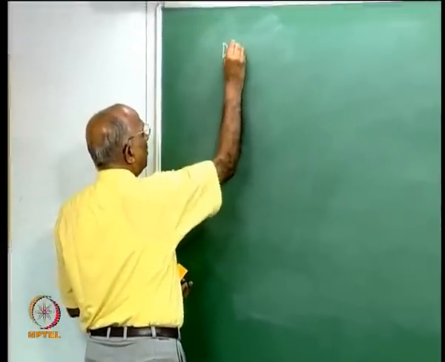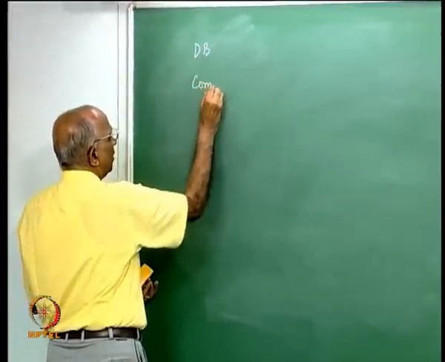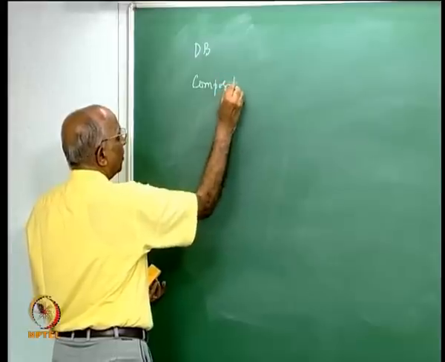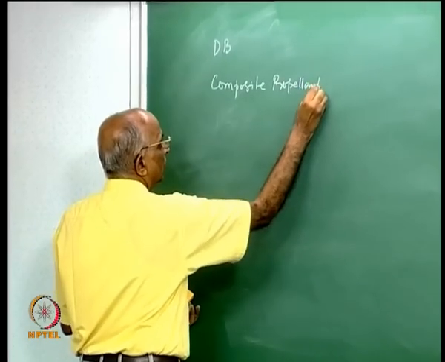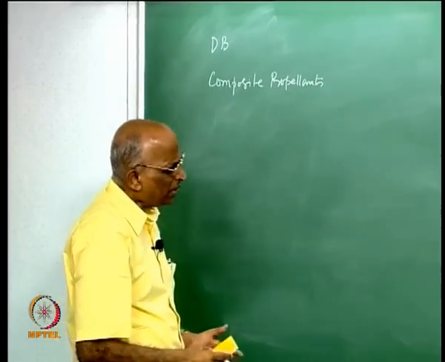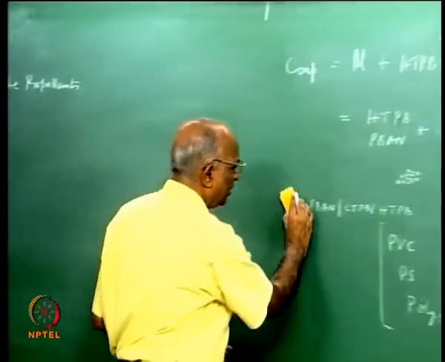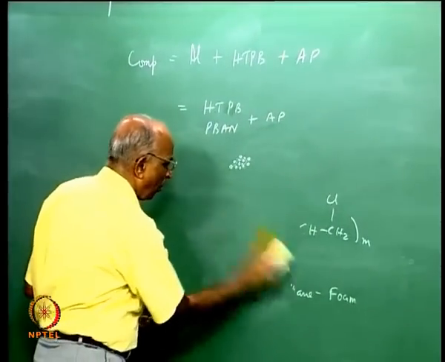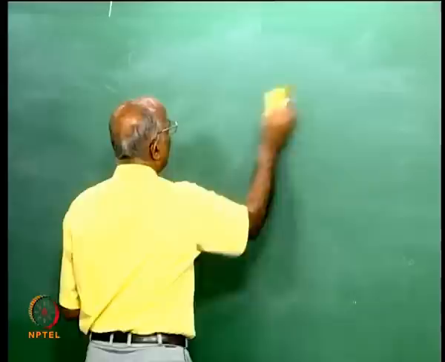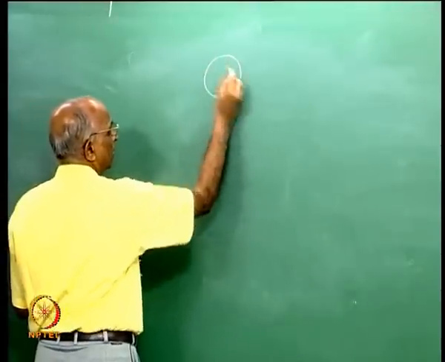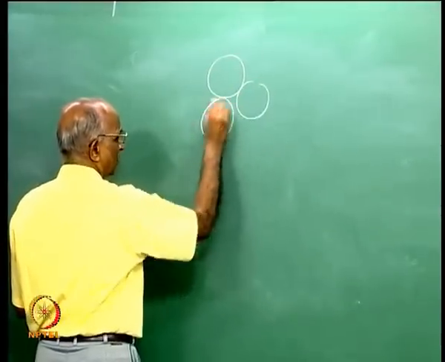Therefore, we talked in terms of double base propellants. Second, we talk in terms of composite propellants. But there is something in this. See, the problem is I have oxidizer, let us say I have spherical oxidizer particles, I have AP like this, like this, like this.